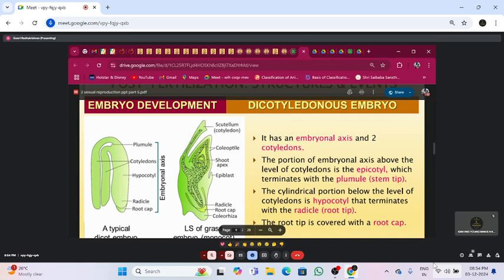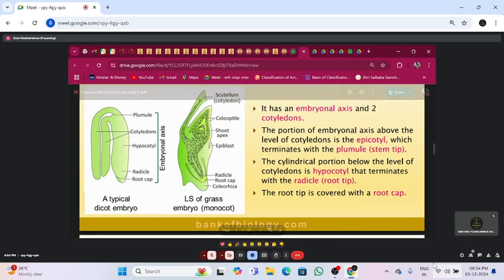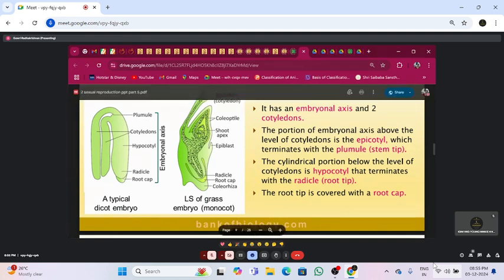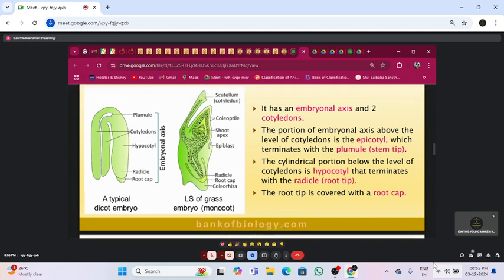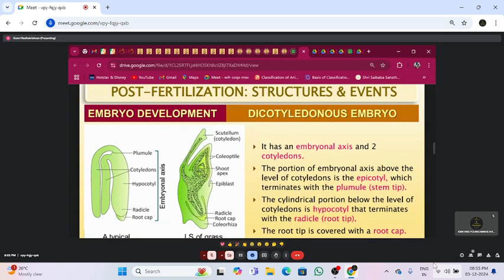The cylindrical portion below the level of the cotyledons is the hypocotyl, and that terminates in the radicle, or the root tip. The root tip is covered by the root cap. So that's all about the two cotyledons.